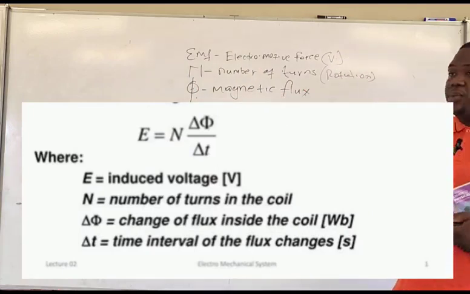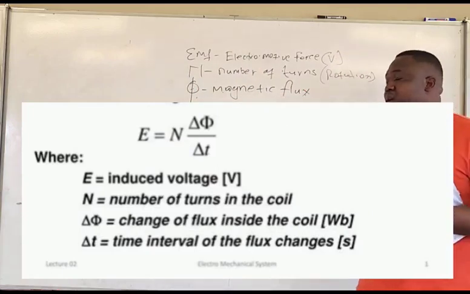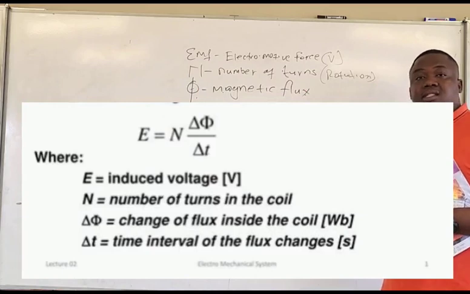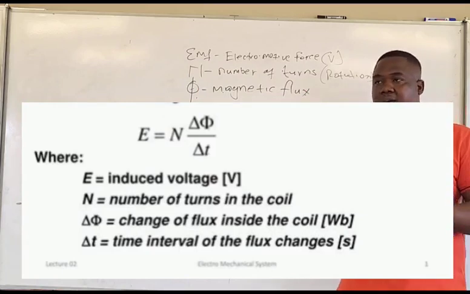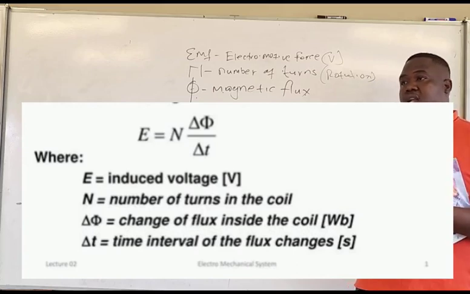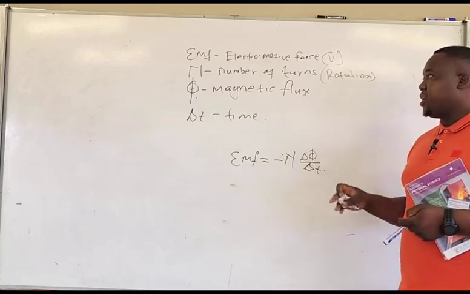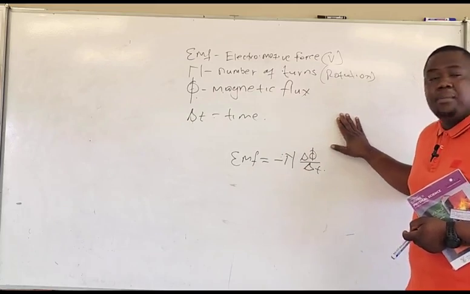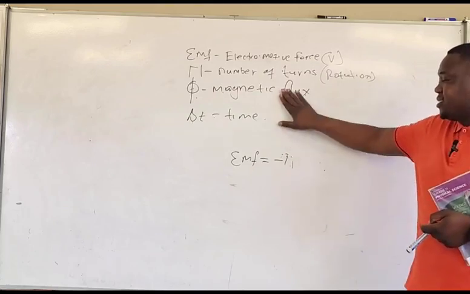So this is explaining the constituents, what each symbol represents. Okay, EMF is the produced voltage, the induced voltage. This is the voltage that is produced when the coil rotates between magnets. So now let us talk about magnetic flux.